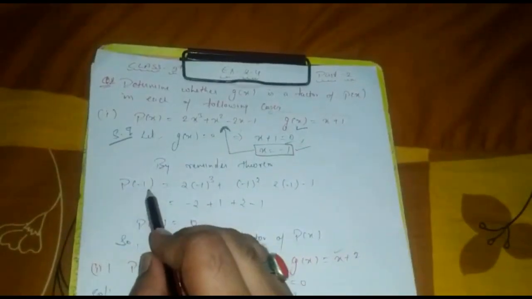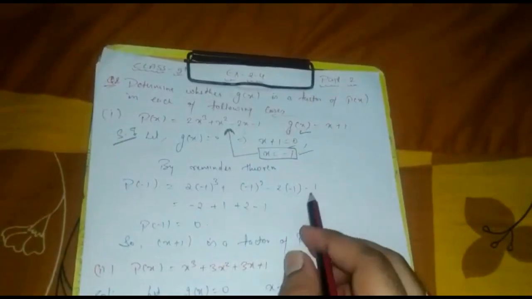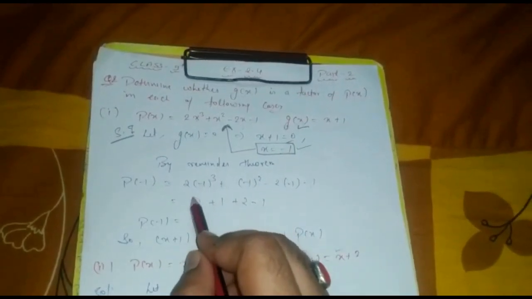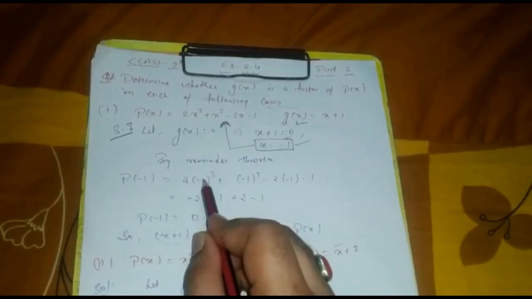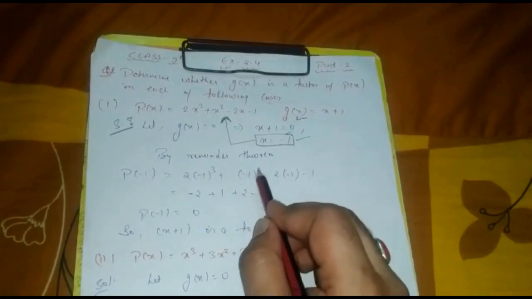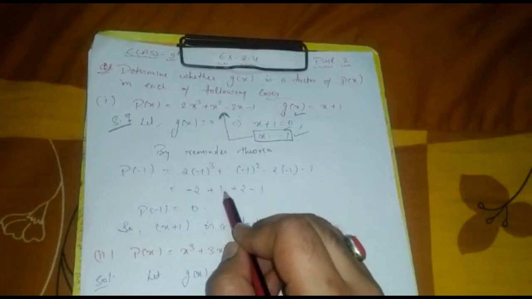Minus 1. So p of minus 1 will be equal to... in place of x we have to put minus 1. So minus 1 cube plus x square, that means minus 1 square, minus 2, and the value of x is minus 1. A cube of a negative number is a negative number, so the answer is a negative quantity, and cube of 1 is again 1, so 2 into 1 will be 2. The square of a negative number is a positive number, and square of 1 is 1, so it will become positive 1.